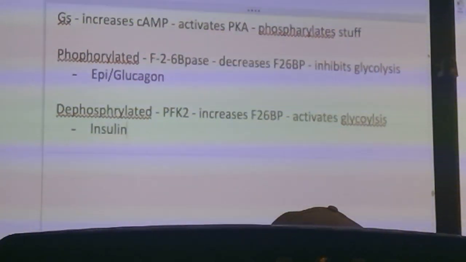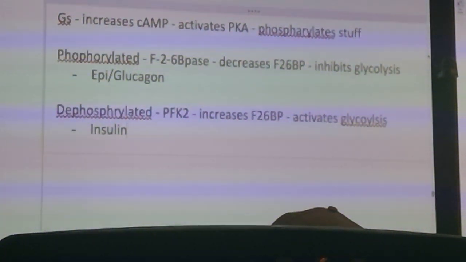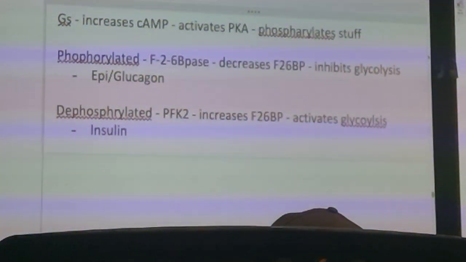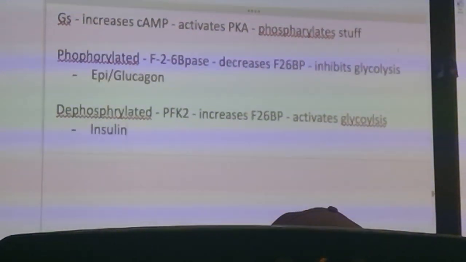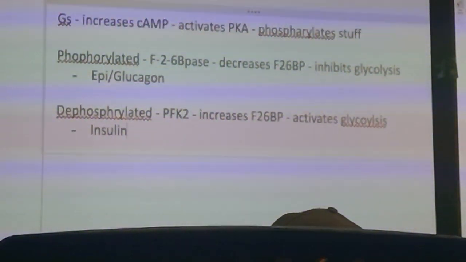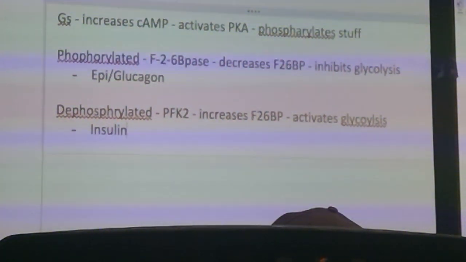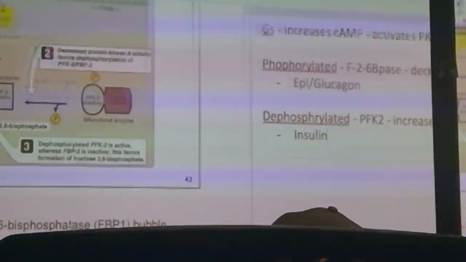Any questions about this? Insulin. Okay, any questions before I move on? Okay.